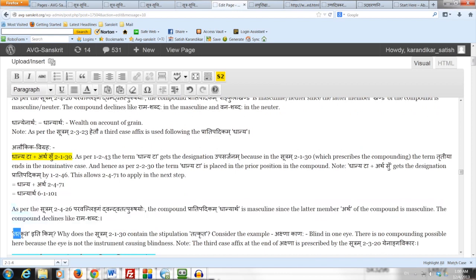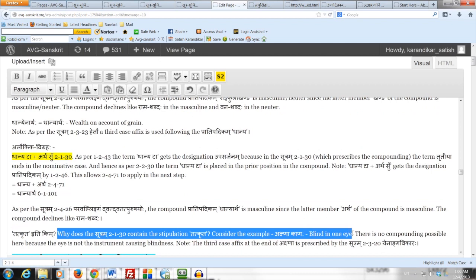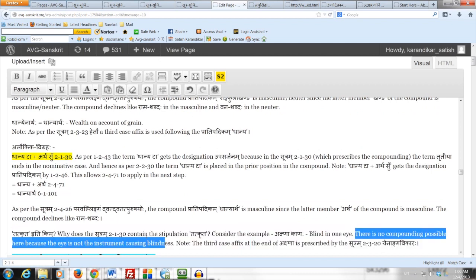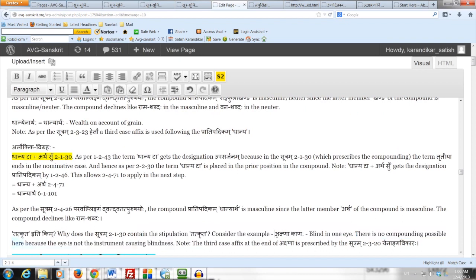Now why does the Sutram say tatkrita? Tatkrita iti kim. Consider the example akshna kanaha, blind in one eye. There is no compounding possible here because the eye is not the instrument causing blindness. The third case affix in akshna is not a karane tritiya.